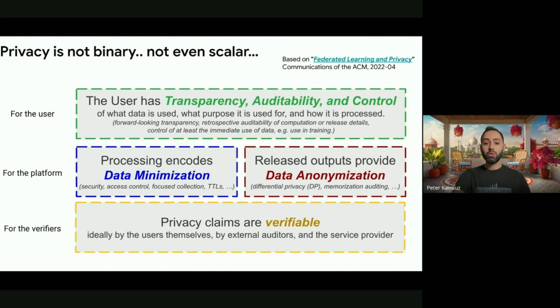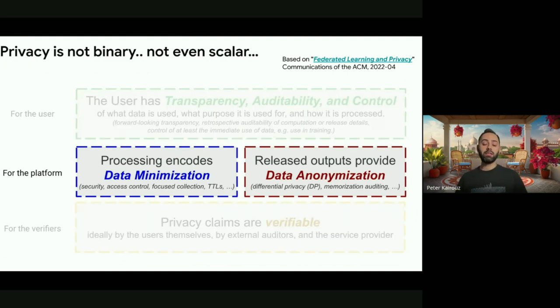Now, in the interest of time, I'm mostly going to touch in this talk on data minimization and data anonymization. Towards the end, I'll come back to verification and talk about it very little. But keep this picture in mind because it's important.